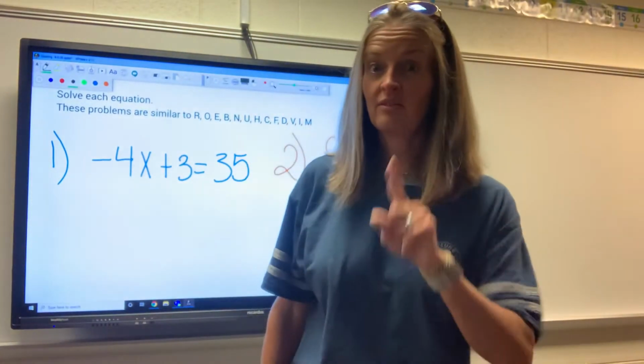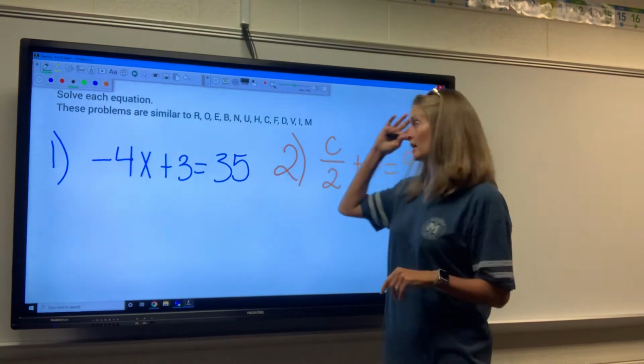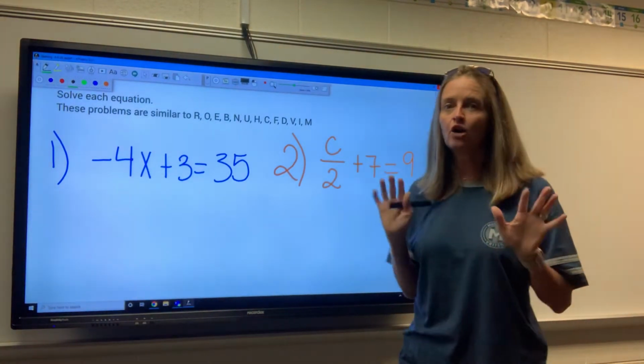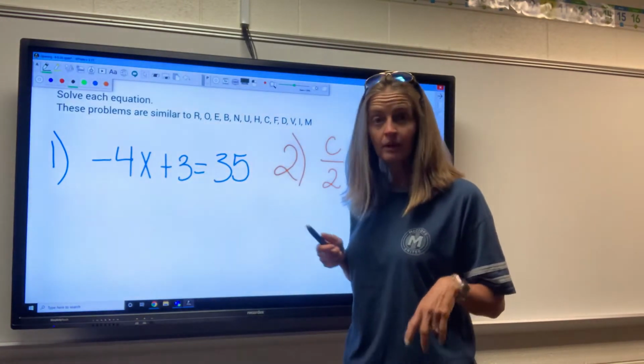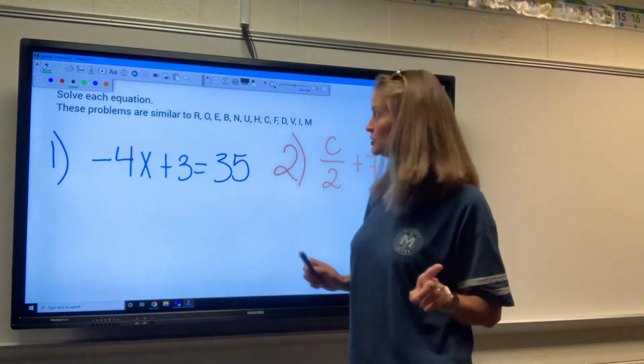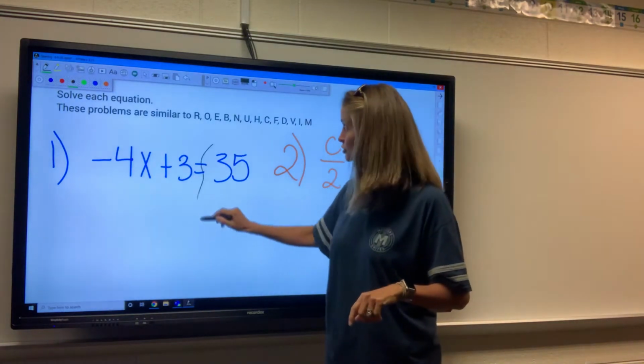You thought you were done? No, we got about 4 more to go because I don't want to leave you hanging. Okay, so this is called a two-step equation because on the other two that we just did, we only had to do one operation. But if we look at this equation, because of the equal sign, I like to draw my river.